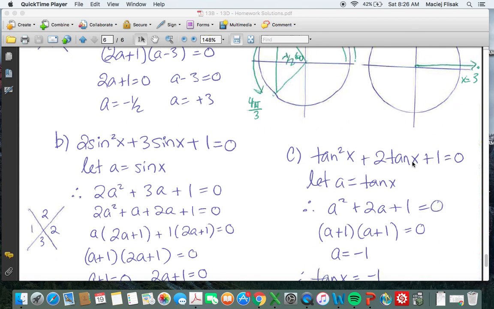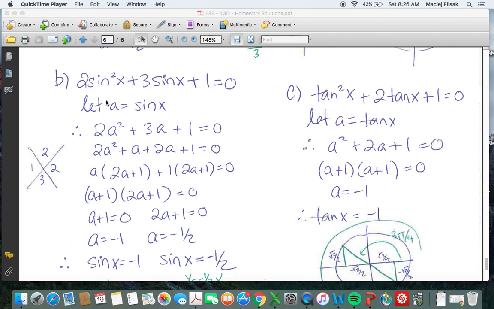Let's look at b. In b, we begin with 2 sine squared x plus 3 sine x plus 1 equals 0. Alright, I'm going to make the substitution again because I see this and I'm seeing a quadratic. So let a equal sine x. Replace sine x with a. That becomes 2a squared here. This becomes 3a plus 1.